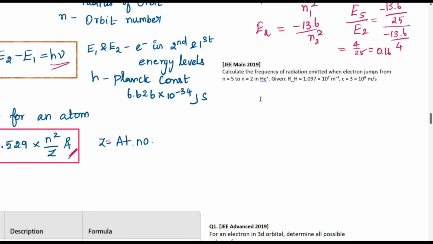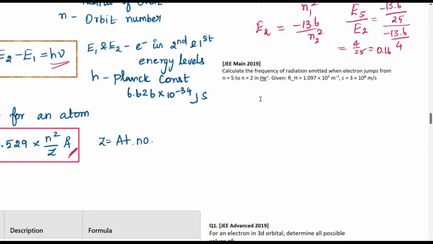Then the question which was asked: calculate the frequency of radiation emitted when an electron jumps from the n is equal to 5 state to the n is equal to 2 state of a helium atom. So helium atom means atomic number 2, right? The R_H value they have given, the c value they have given. So what we have to do is, we know that delta E is equal to hc by lambda, right? So what is lambda?